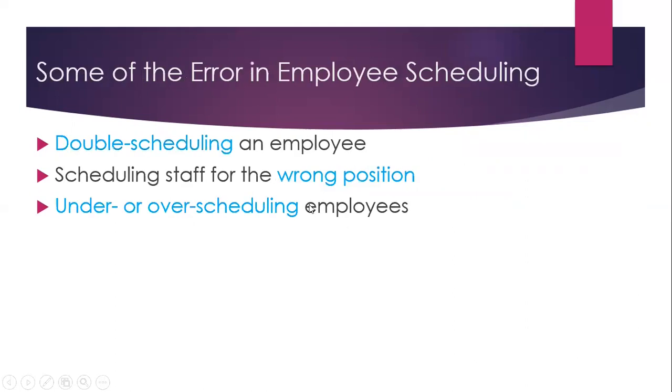So what are the errors? Some of the errors in employee scheduling include double scheduling an employee. The other is scheduling staff for the wrong position. And the other is under or over scheduling employees. So these are some of the errors which are there in scheduling of employees.